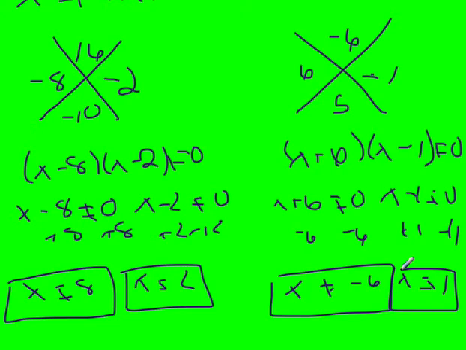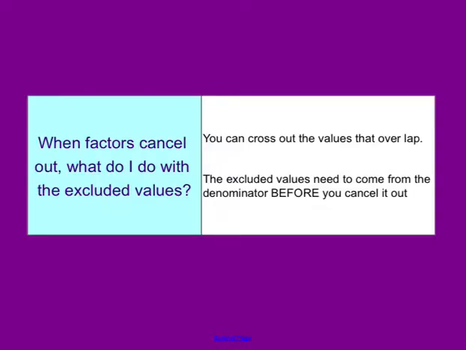Okay, so let's talk about if they cancel out. So you can cross off the values that overlap. However, when we are crossing off factors that overlap, your excluded values still need to come from the original denominator. So let's go ahead and take a look at what that would look like.